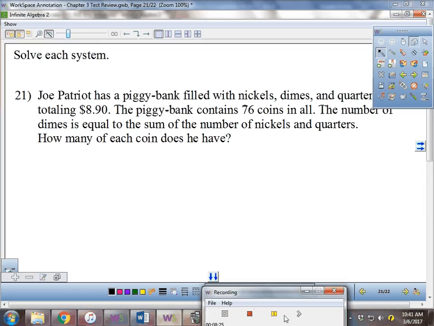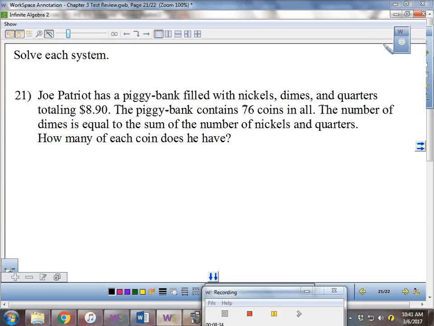Okay, Joe Patriot has a piggy bank filled with nickels, dimes, and quarters totaling $8.90. The piggy bank contains 76 coins in all. The number of dimes is equal to the number of nickels plus the number of quarters. How many of each coin does he have?